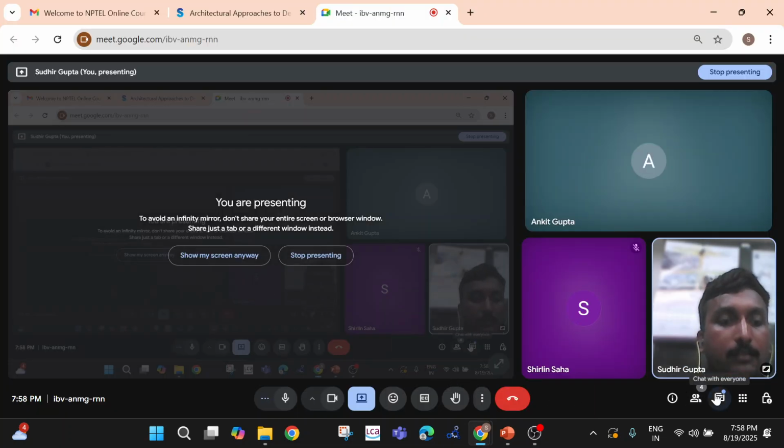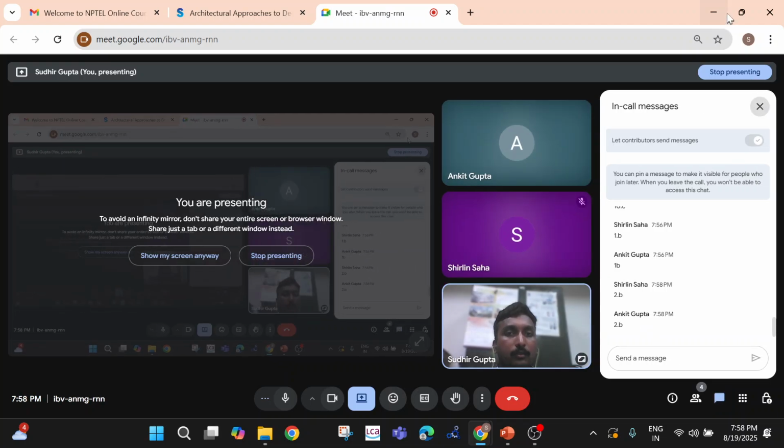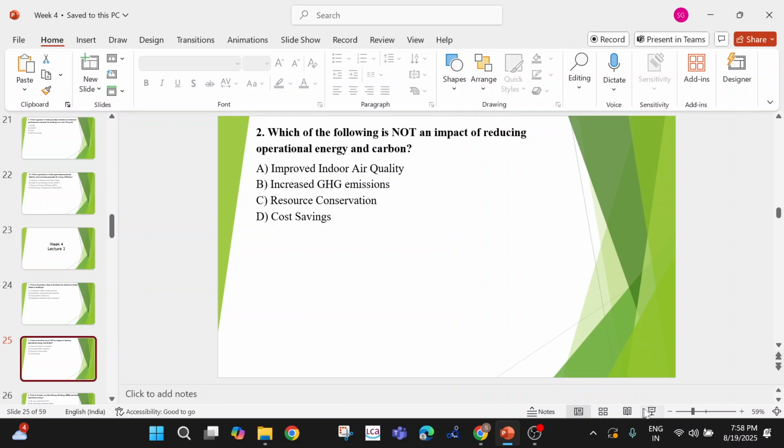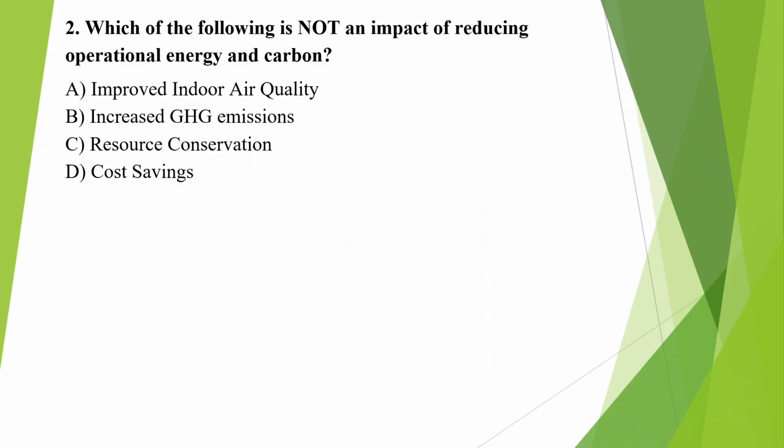Yeah, so as I can see, you have understood this question clearly, and option B is the correct answer as you have marked. Increasing greenhouse emissions is not the impact, rather decreasing the greenhouse impact. Greenhouse gas emissions will be the result or the impact of reducing operational energy and carbon. So option B gets eliminated, and the other options are the impact, as you can understand.